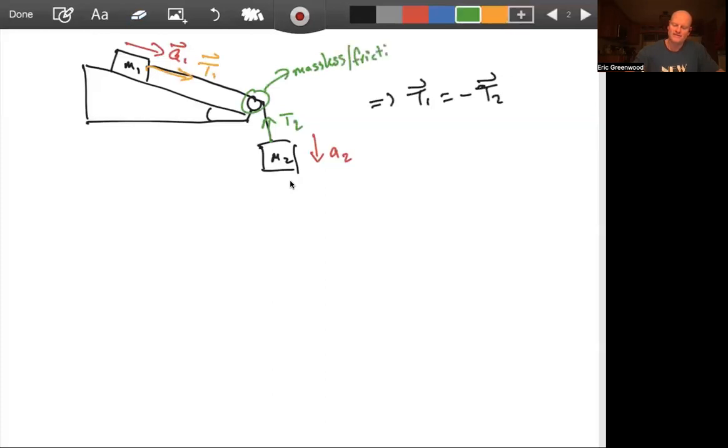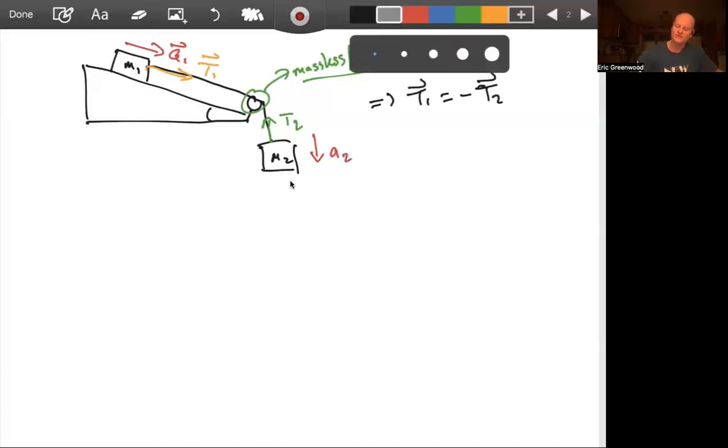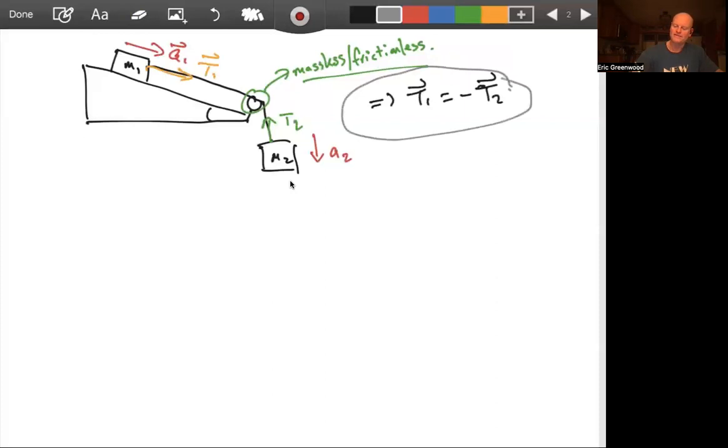If this is no longer massless and frictionless, then that is not a true statement anymore. It's going to be related to each other by how the pulley is actually rotating. But again, we'll talk more about that as chapters progress. But in this case, what this tells me then is that, again, the two tensions have to be the same. Now, since these two tensions have to be the same, what does that ultimately fix?